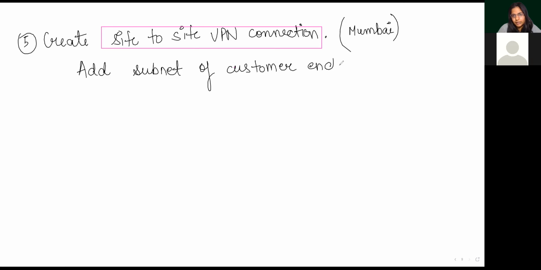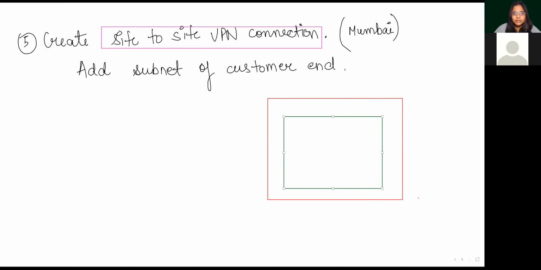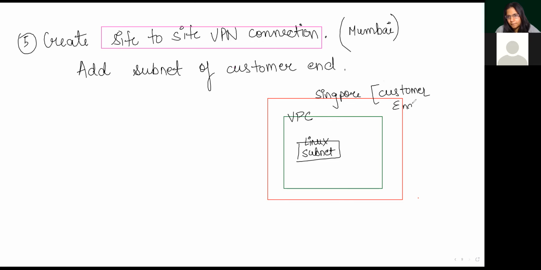Now what the subnet of the customer end means is this. This is your AWS account. Inside this you have created a VPC. Okay, VPC you have created, and inside this you have created a subnet. Inside this subnet you have created a Linux machine, right? This is in the Singapore region I'm talking about. The customer end we are talking about.